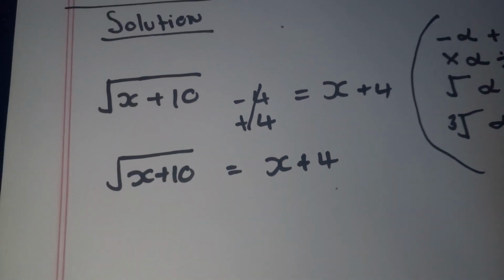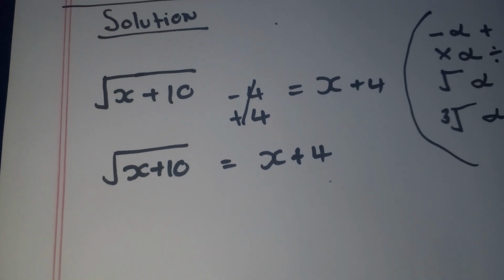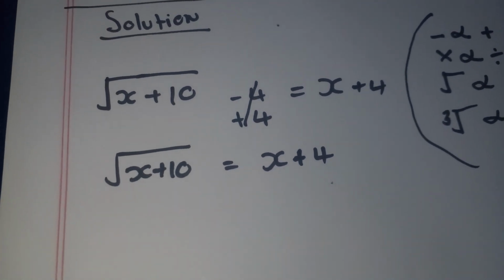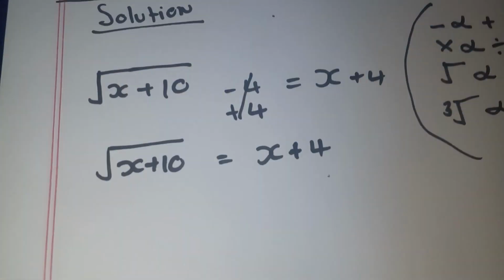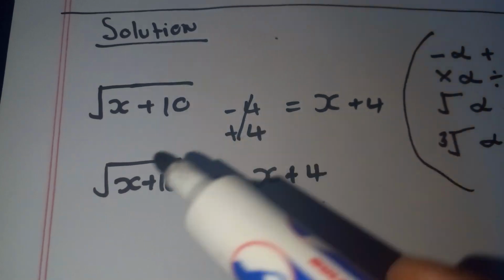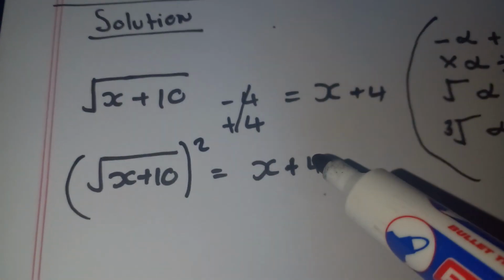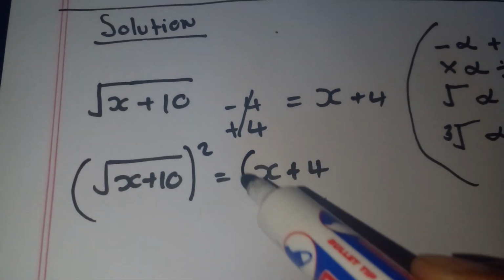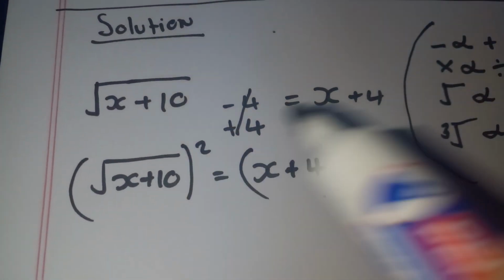Now moving to the next step, we have to get rid of the square root. If it is a square root, what do you do? Remember, I said the inverse of a square root can be a half. So here you have to square both sides to remove the square root. We are given the square root, so we want to remove it.